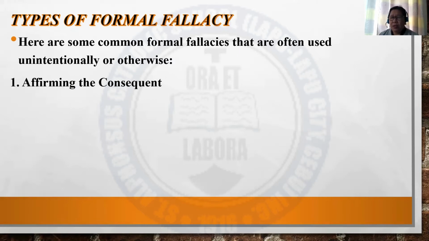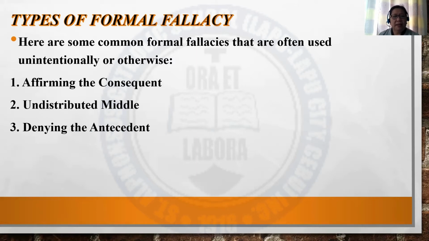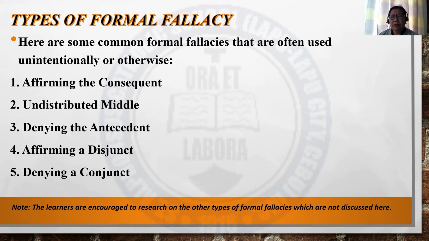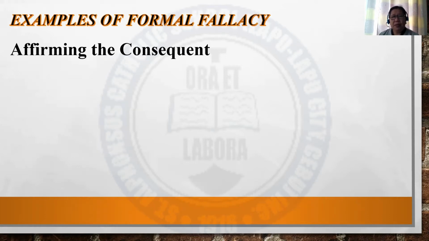Affirming the consequent, undistributed middle, denying the antecedent, affirming a disjunct, and denying a conjunct. Take note, you have to research the other types of formal fallacies which are not discussed here. Let us have examples of formal fallacy.